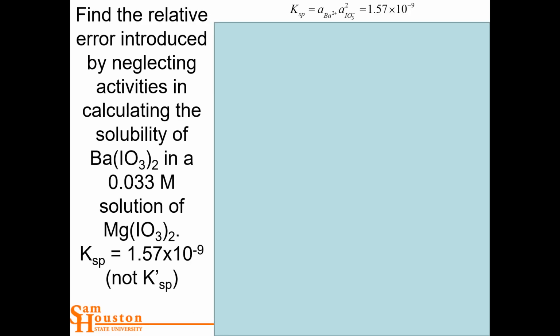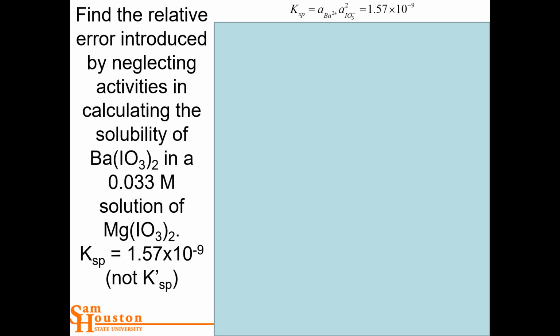Let's look at some of the impacts of ionic strengths. So find the relative error introduced by neglecting activities and these activity coefficients in calculating the solubility of barium iodate in a 0.033 molar solution of magnesium iodate. So we've got a common ion effect. We're going to have magnesium ions that are not going to participate in the solution. Okay. And we have KSP, which is the thermodynamic equilibrium constant. So that really is a constant. Okay.